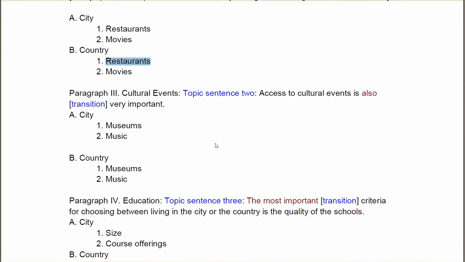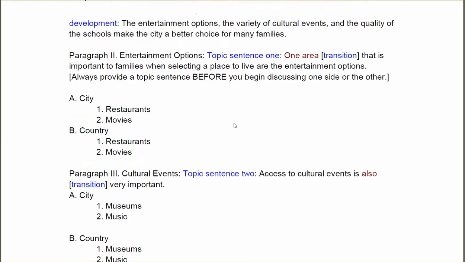The second topic I want to talk about, comparing the city and country, are cultural events. I compare museums and music in the city with museums and music in the country. You starting to see how this works? In each paragraph, I need a topic sentence before I begin comparing.